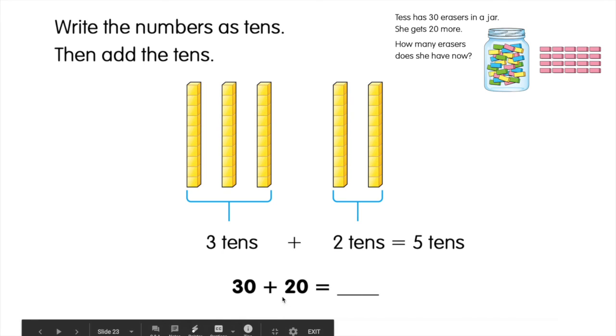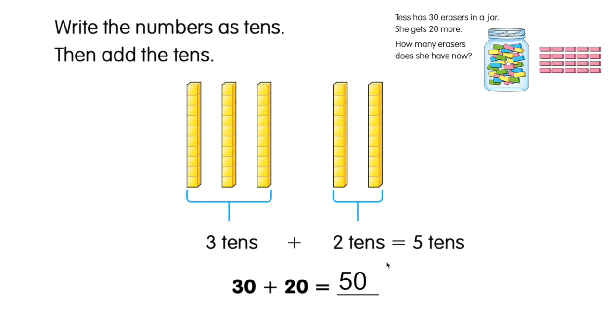We could rewrite this equation to match the story as 30 plus 20. So what was the answer? I got 50. How about you? 5 tens is the same as 50.